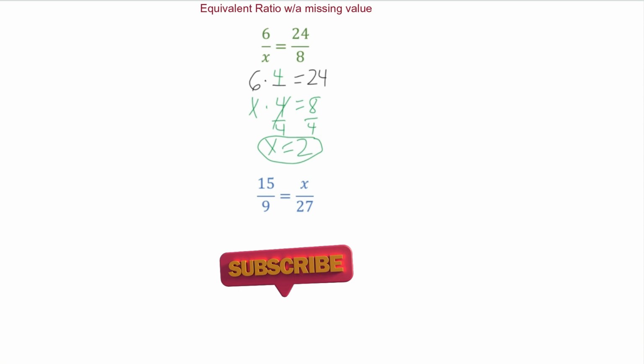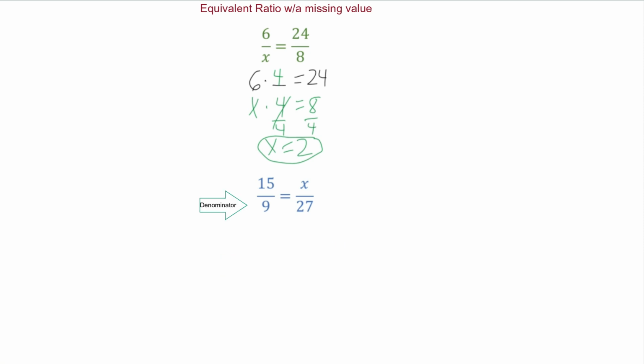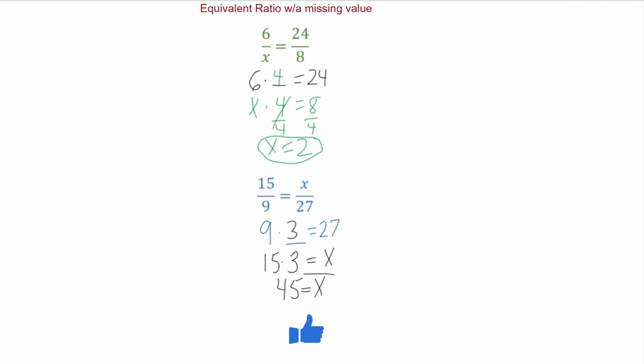So let's look at the second problem. We are given our denominator in both of these fractions. So we want to determine how we went from 9 to 27. So 9 times what gives us 27? We can divide 9 into 27, that would be 3. And we have to do the same for our numerator to determine what our x value is. Whatever we did to the denominator, we need to do to our numerator. So 15 times 3 equals 45. And that is our value for x.